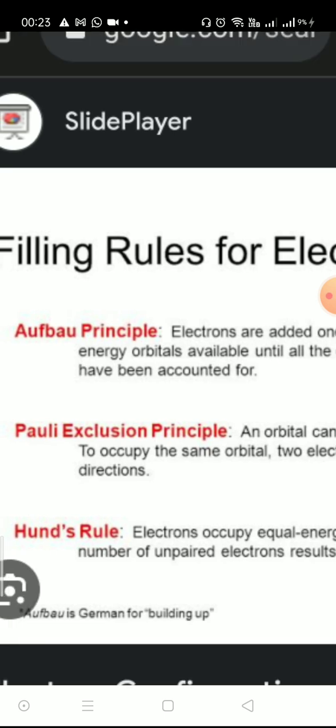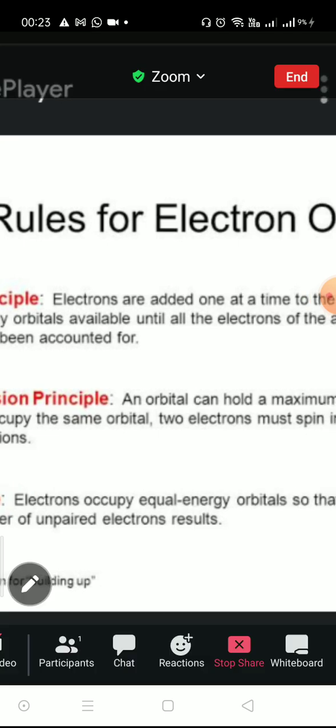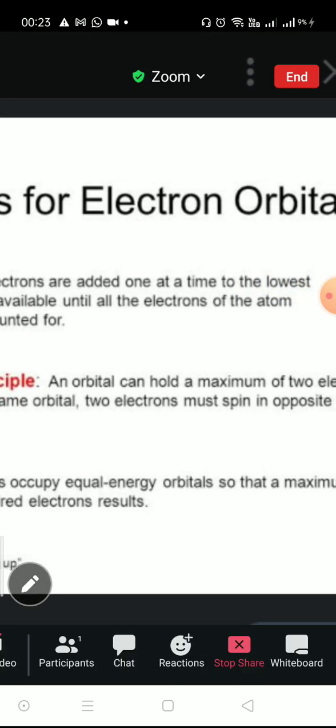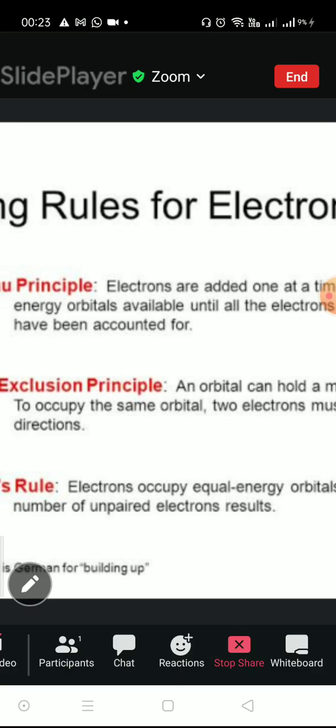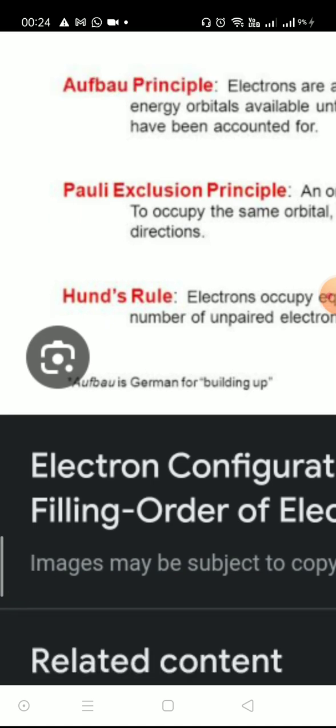Then Hund's rule of maximum multiplicity. Electrons occupy equal energy orbitals so that a maximum number of unpaired electrons results. Means filling of orbitals is done one by one, and first a single electron is filled, and after filling all the orbitals with one electron, then pairing of the electrons is done. So we will take it one by one.